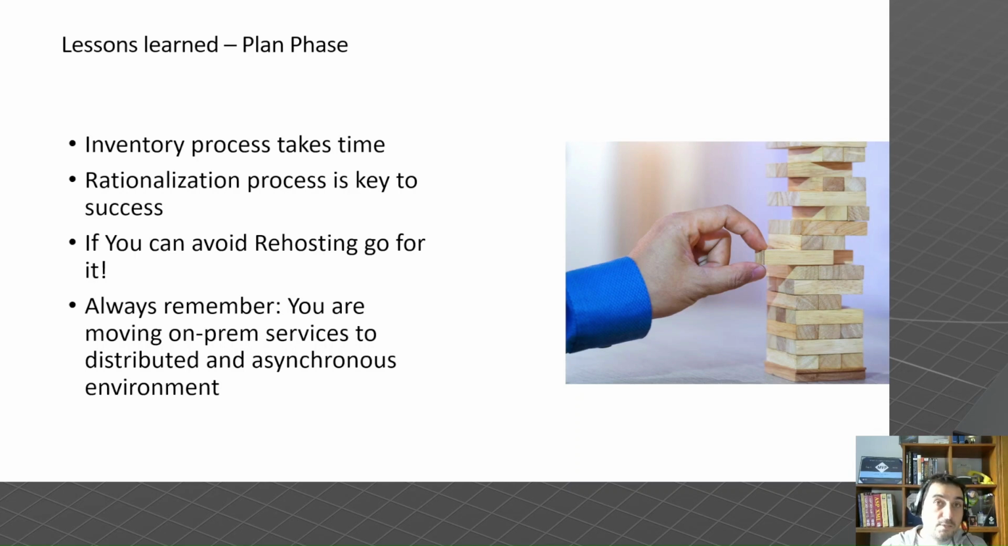And it's a distributed and asynchronous environment, which means certain operations that were valid for the static on-premises environment won't be valid inside Azure anymore. So be ready for that. It's a disruptor technology.